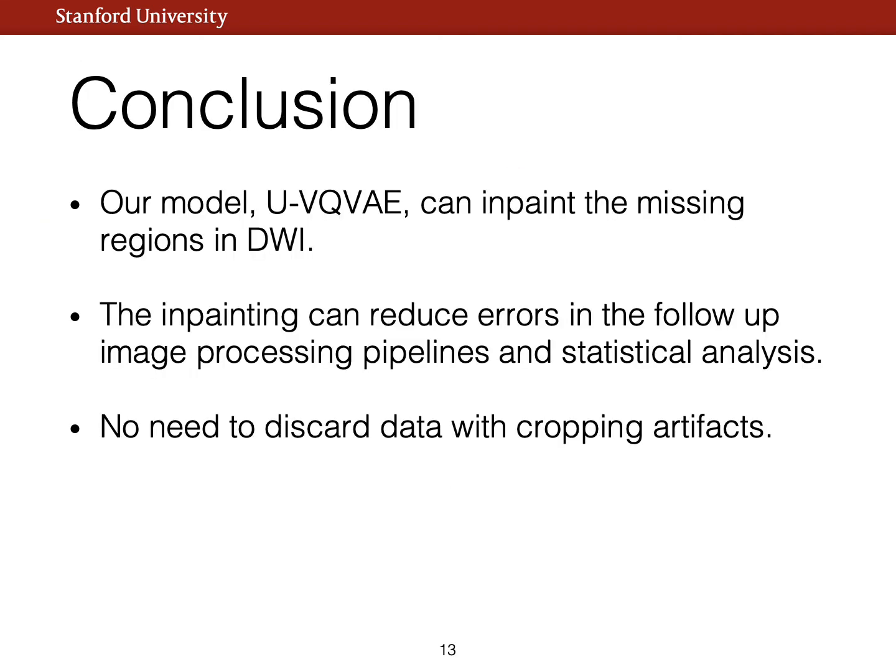In conclusion, we show that our model can inpaint missing regions in diffusion-weighted images. This inpainting can reduce errors in the data processing pipeline, so we don't necessarily need to discard images with cropping artifacts. This will in turn improve the power of the follow-up statistical analysis.